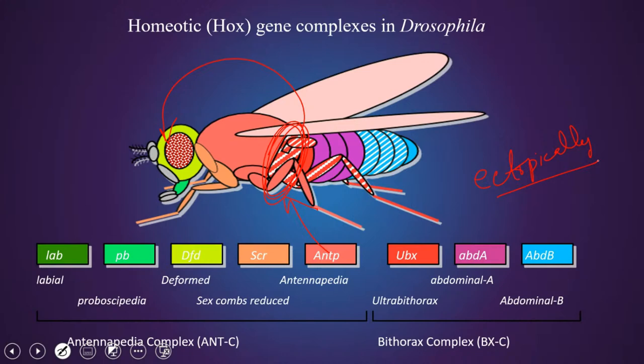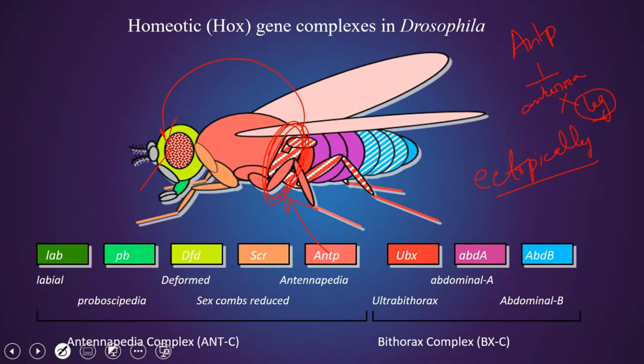So if it is ectopically expressed, what will happen? It will show its effect in the head also. What is Antennapedia's effect in the head? It will repress the formation of antenna. It will repress the genes which are causing antenna. So that's why instead of antenna, a leg will come out. Okay? Yes, that's right. Very good, Sahiba.